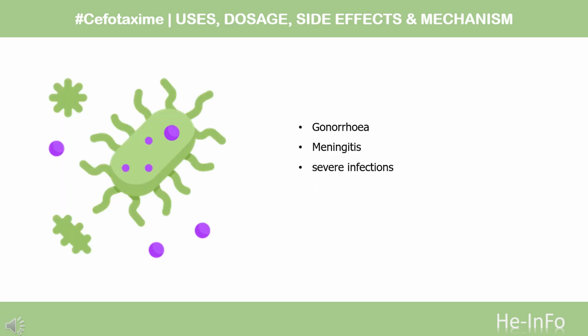What is cefotaxime used for? Used to treat gonorrhea, meningitis, and severe infections including infections of the kidney, pyelonephritis, and urinary system. Also used before an operation to prevent infection after surgery.